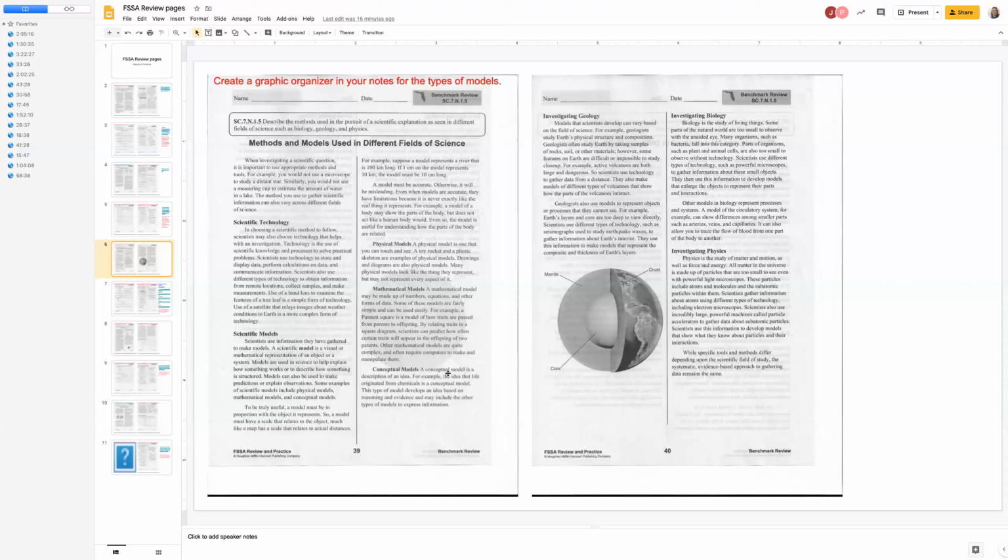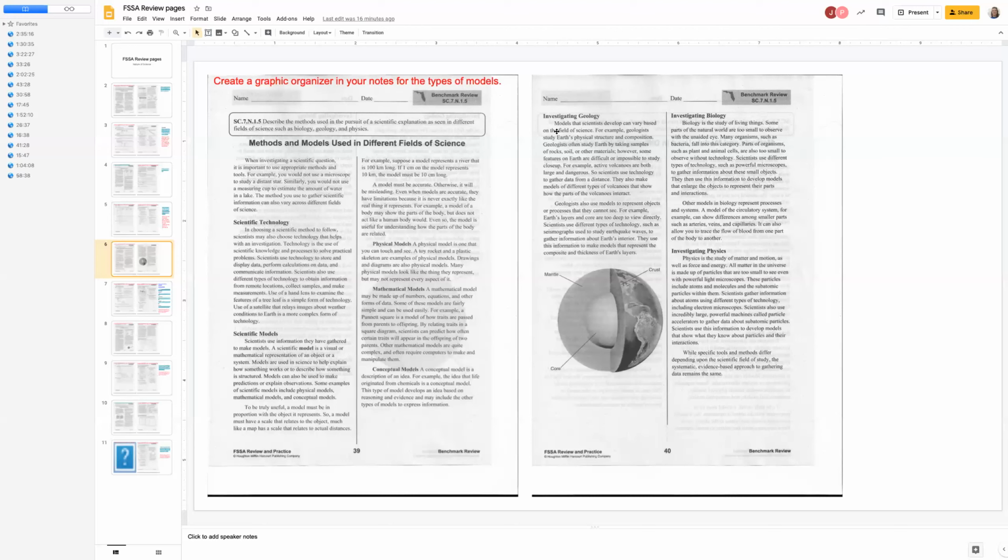Conceptual models. A conceptual model is a description of an idea. For example, the idea that life originated from chemicals is a conceptual model. This type of model develops an idea based on reasoning and evidence and may include the other types of models to express information.